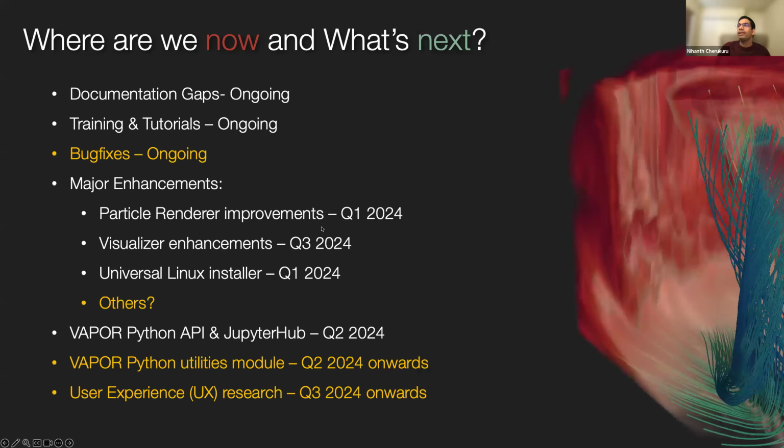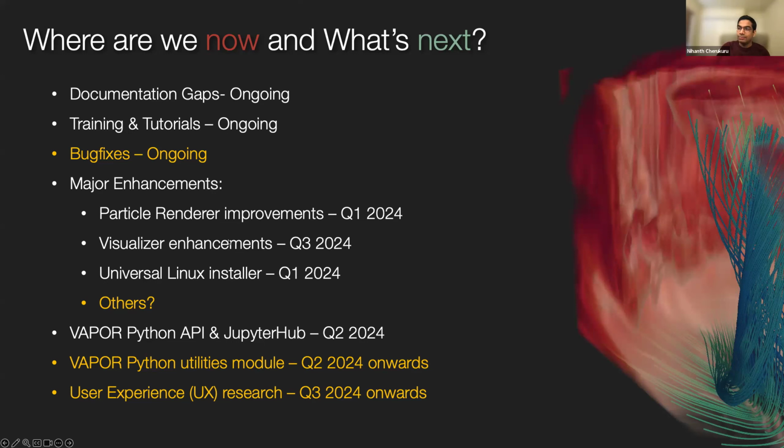So where are we now and what's next? Currently we are at version 3.9. We have a quarterly release going on, and we routinely undertake bug fixes, and training and tutorials is something that we do on a regular basis. Currently, we have documentation for folks to get started on the Python API and the GUI, but there definitely are some documentation gaps, and we want to address them immediately into the future.